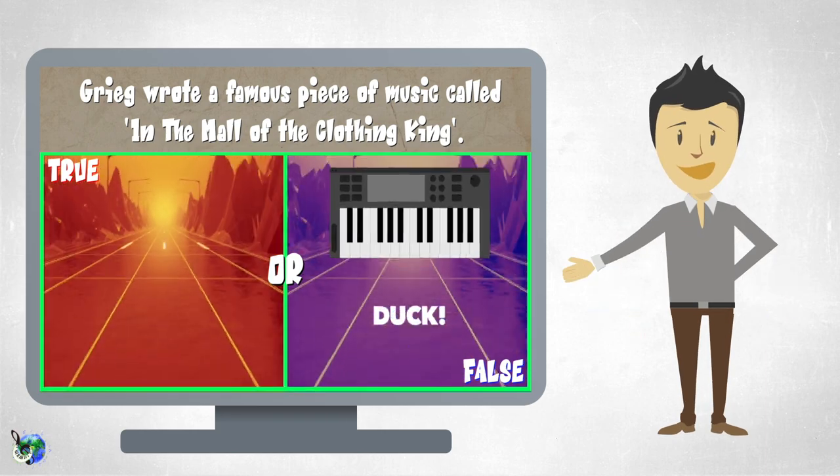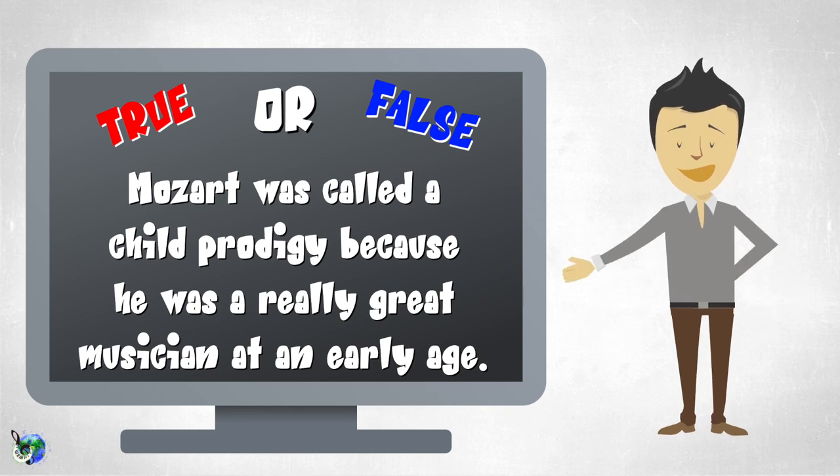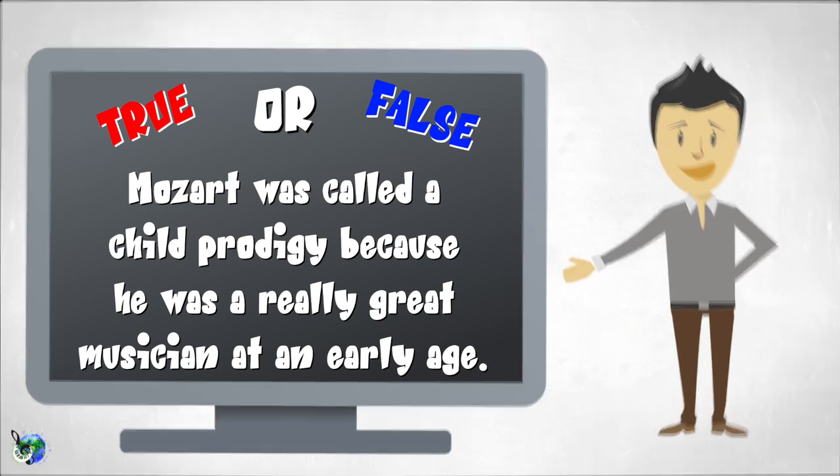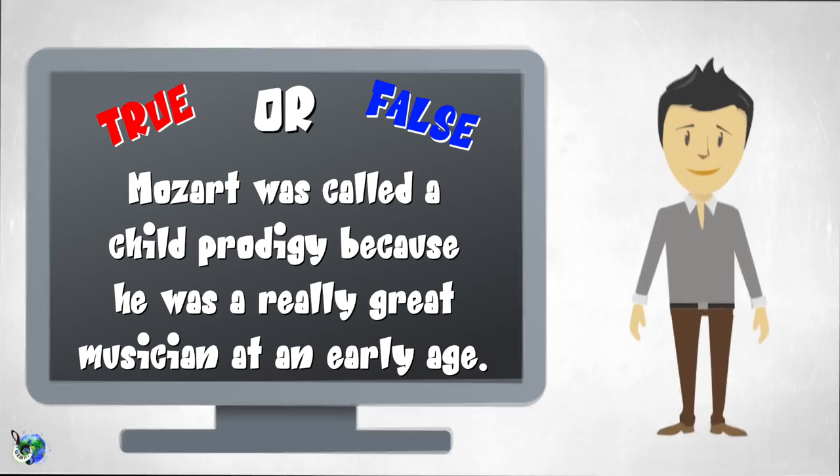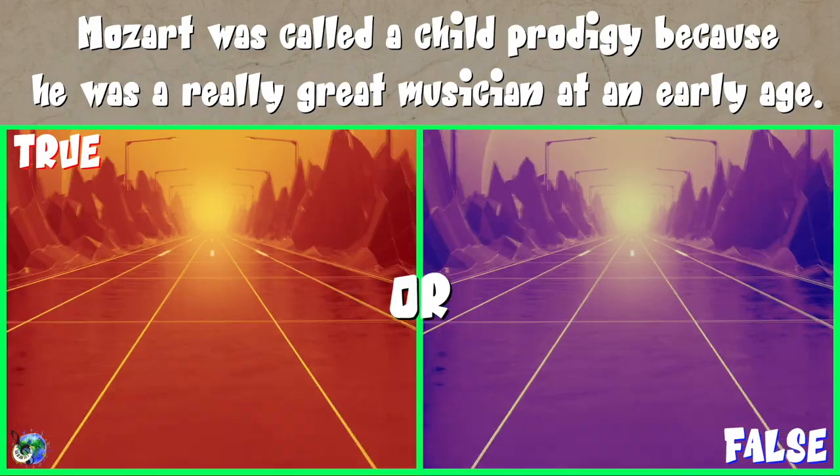Here's question one. Mozart was called a child prodigy because he was a really great musician at an early age. Is it true or false?